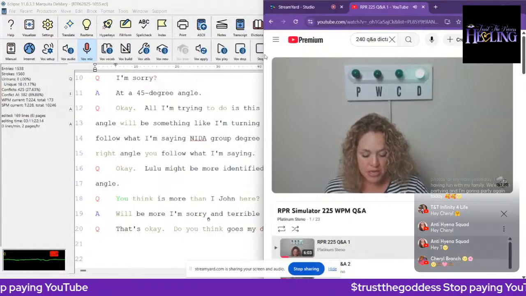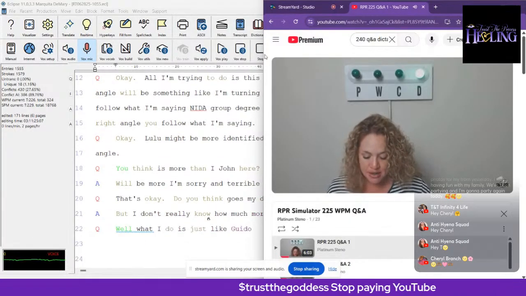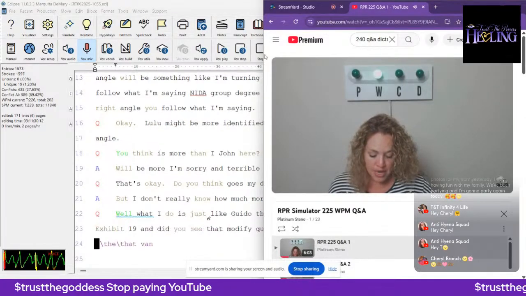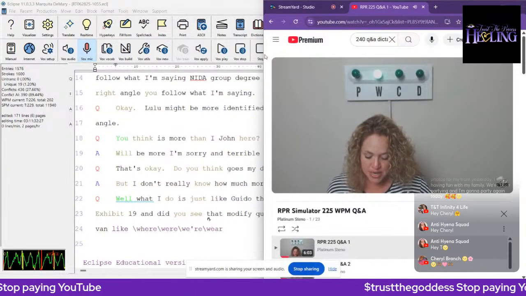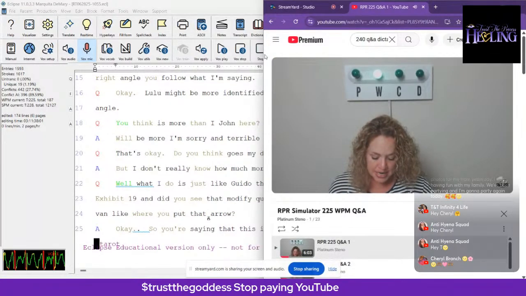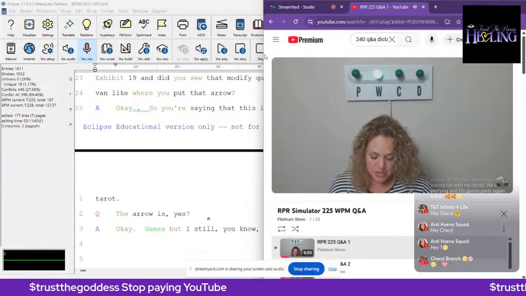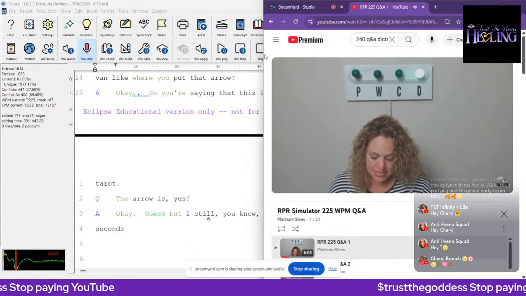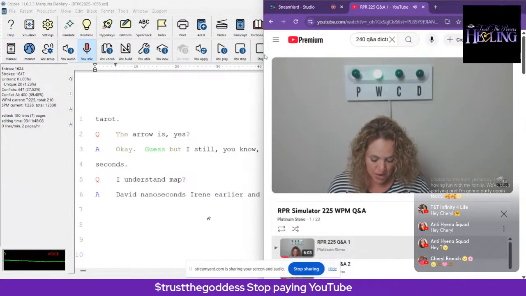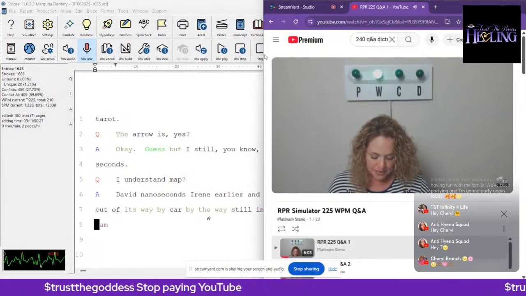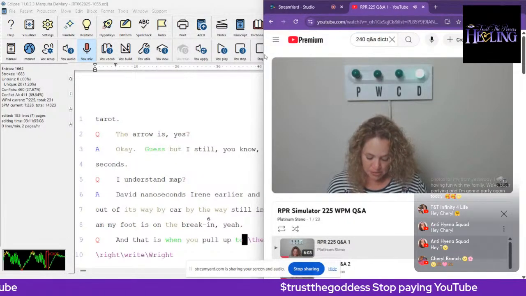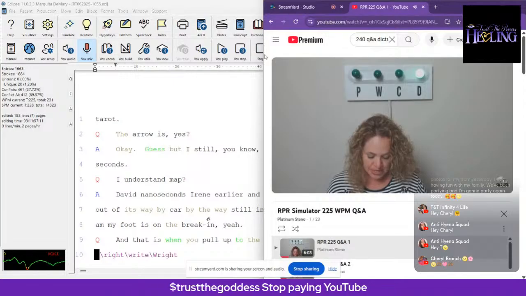Well, just so we know, this is going to be Exhibit 19. And did you see the motorcycle impact the van about like where I put that arrow? Okay, so you are saying that this is the motorcycle, the arrow? The arrow is, yes. Okay, yes, but I am still, we're talking seconds. I understand, ma'am, or even nanoseconds, like you said earlier. I understand that this is happening and I'm trying to get out of his way. My car, by the way, is still in motion, though my foot is on the brake. And that is when you pull off to the right? Yes, exactly.